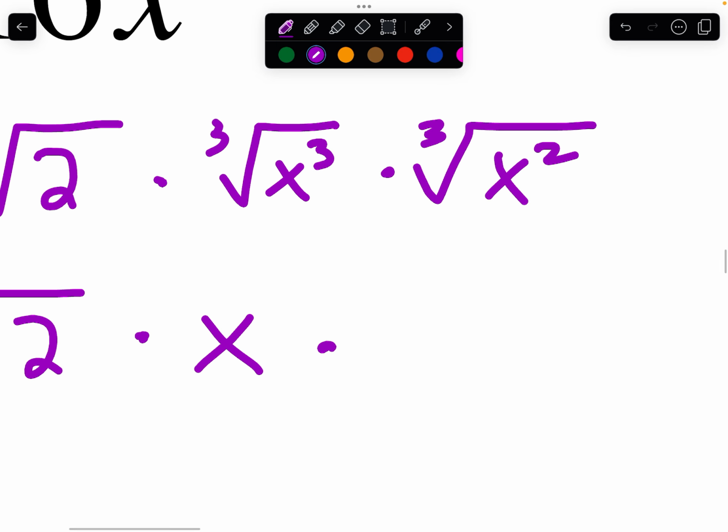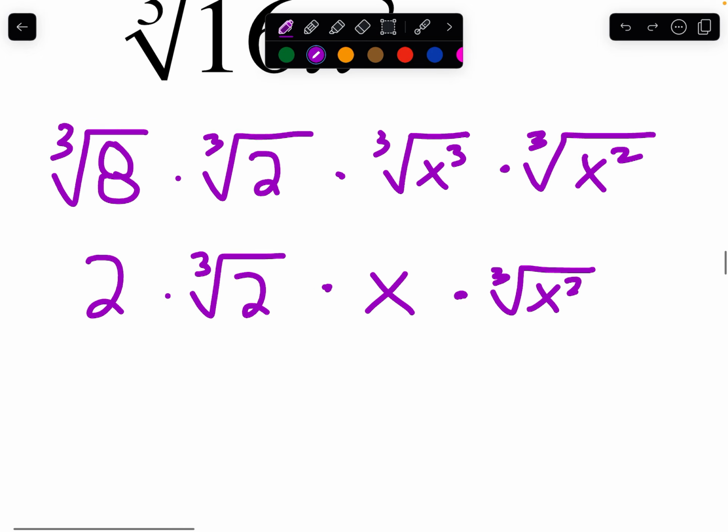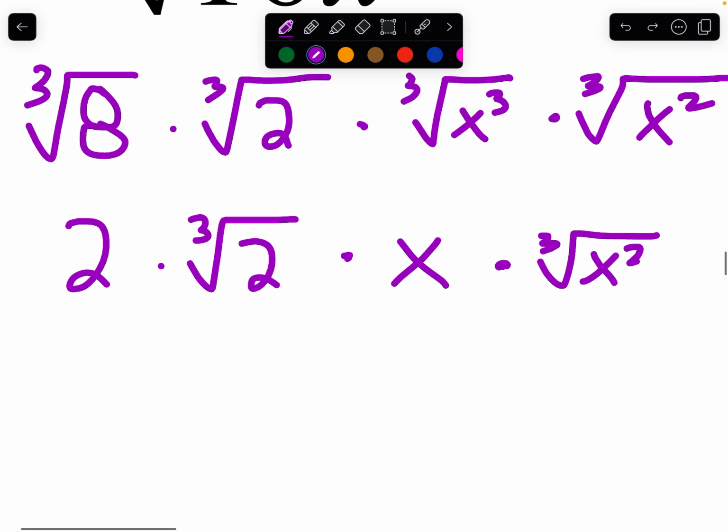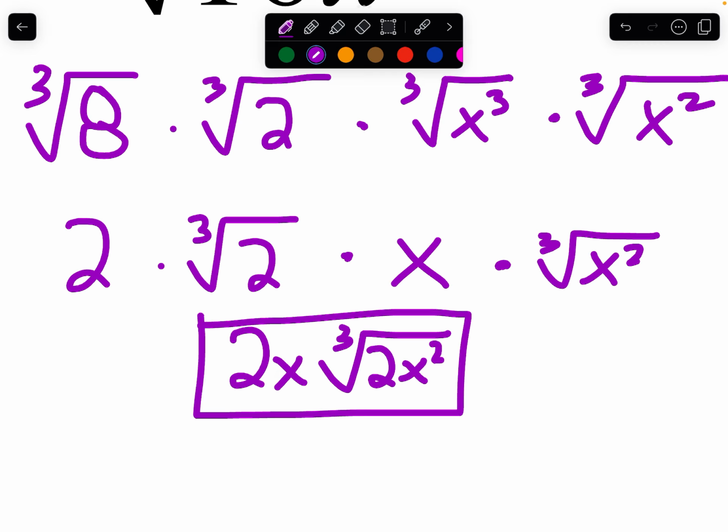Now for the cubed root of x squared, just like the cubed root of 2, there's nothing that can be done there. When the exponent is smaller than the index, there's really nothing we can do to simplify this anymore. And so since 2 is less than 3, I don't have a chance of breaking this up anymore. Now everything that's not inside a cubed root can be put together to show multiplication. Everything inside a cubed root can be put together to show multiplication. And so here we have it, 2x times the cubed root of 2x squared.